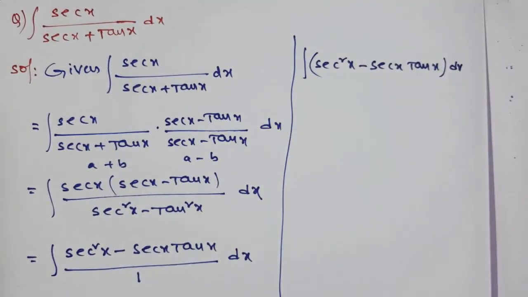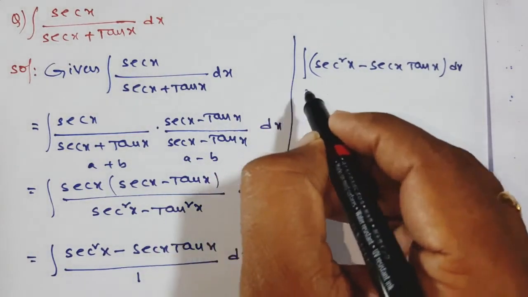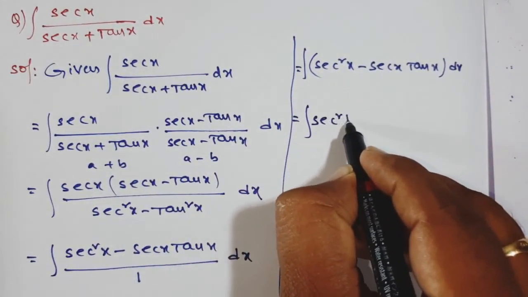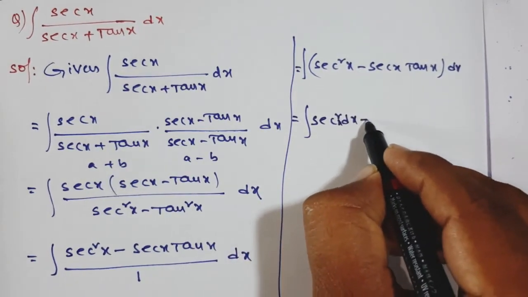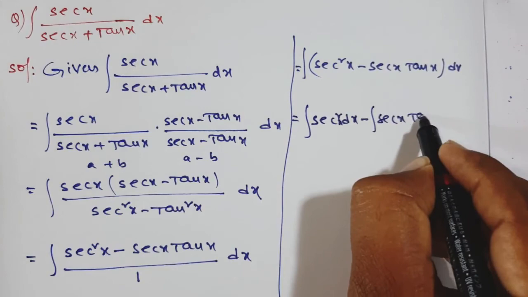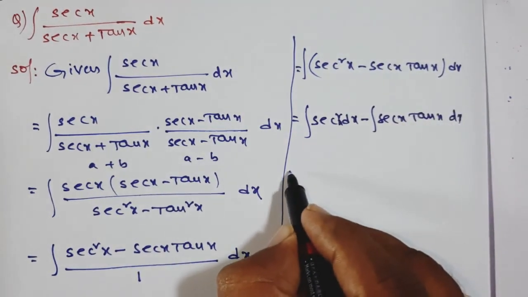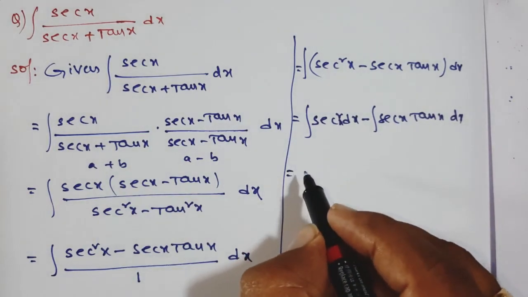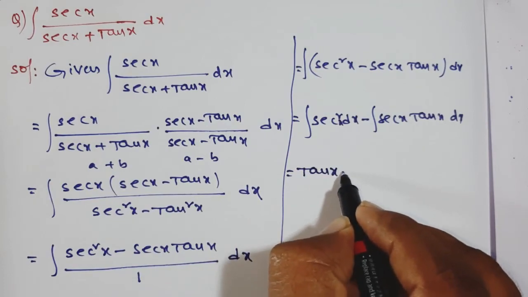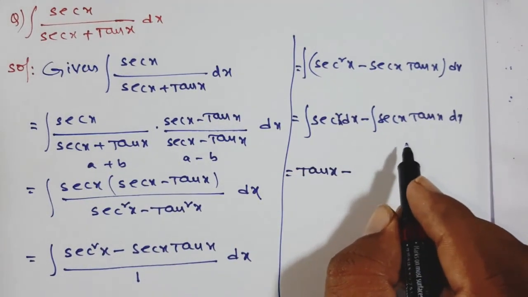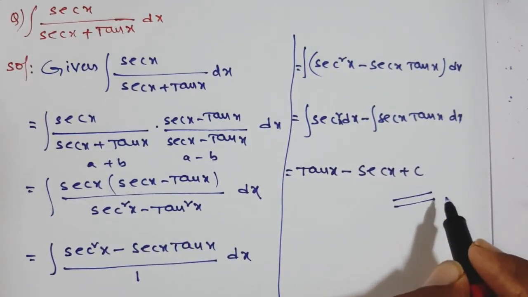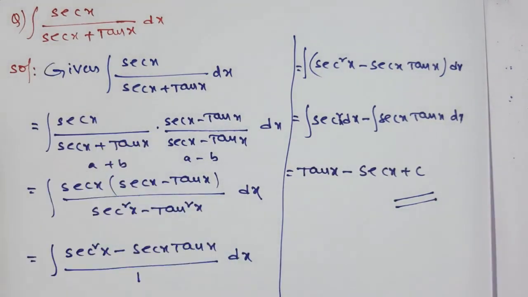We use the standard property of integration, integral of u plus v dx. We apply the standard property: integral of secant square x dx minus integral of secant x tan x dx. This is the standard formula: the integral of secant square x is tan x, and the integral of secant x tan x is secant x plus c. This is the final answer for the given problem.